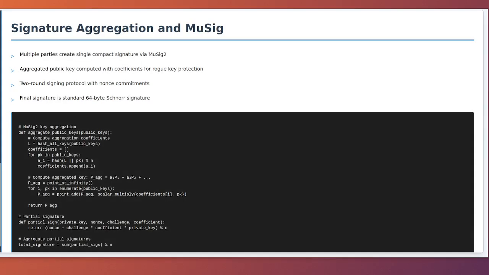Signature aggregation in MuSig. One of the most powerful features enabled by Schnorr signatures is signature aggregation, which allows multiple signatures to be combined into a single compact signature. This property stems directly from the linear structure of Schnorr signatures and has profound implications for blockchain scalability and privacy. The most prominent signature aggregation protocol for Schnorr signatures is MuSig2, which enables multiple parties to jointly create a single signature without any trusted setup or interactive rounds during signing beyond the initial key aggregation phase.